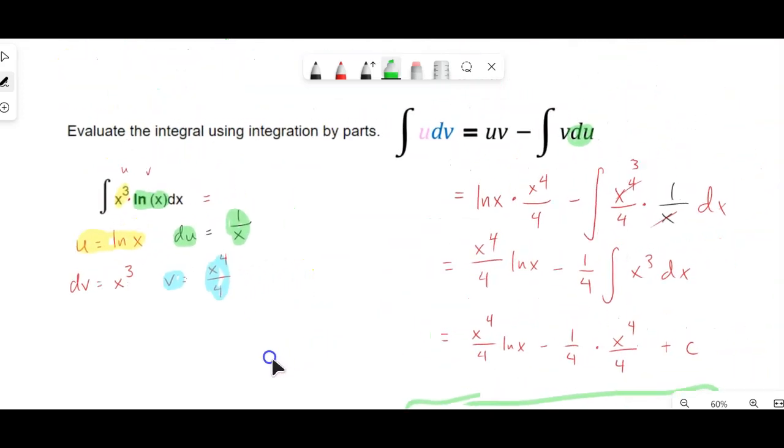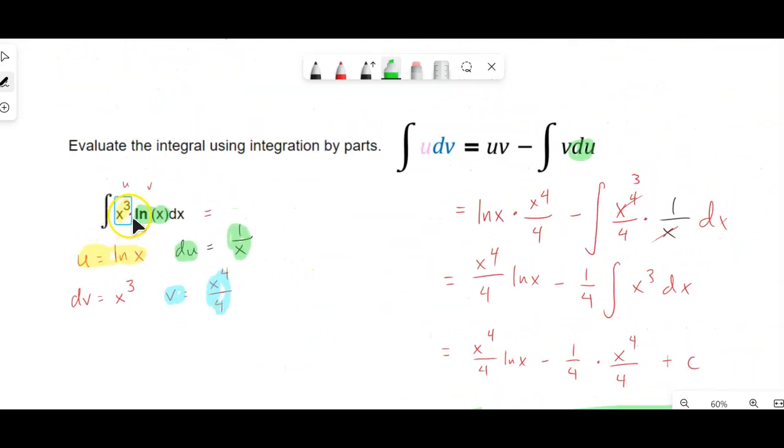The big thing with parts is I've got multiplication in the integrand. I can't simplify it. And I can easily see one function that I could treat as a derivative of something, and one function whose derivative I can easily find. That's the process: to make a new integral with an easier integrand once we've simplified it in the parts formula.